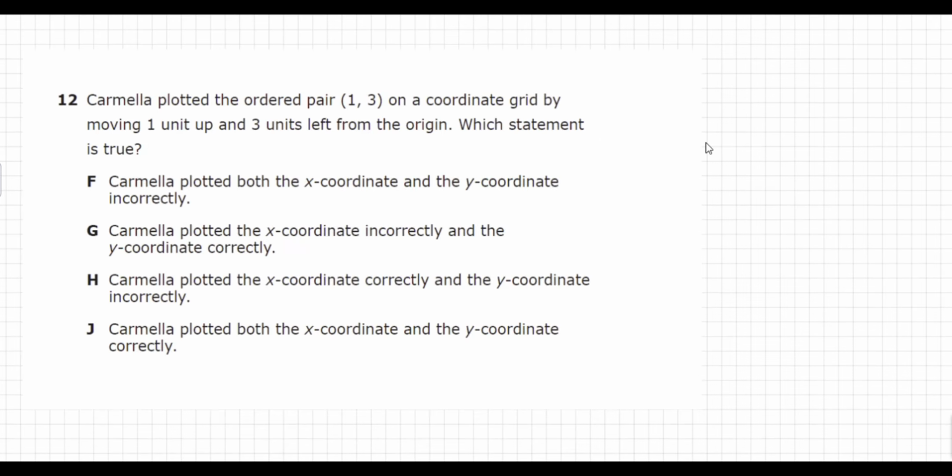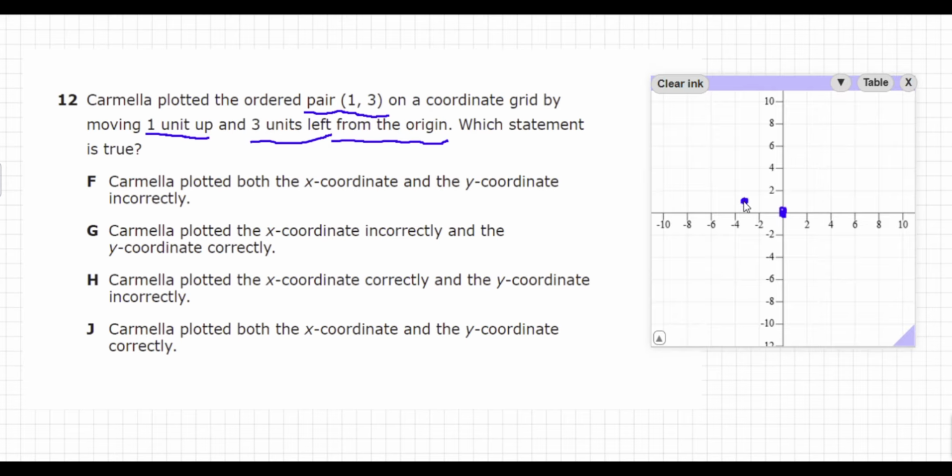Question number 12. Carmela plotted the ordered pair 1, 3 on a coordinate grid by moving 1 unit up and 3 units left from the origin. Starting at the ordered pair 0, 0, then moving 1 unit up and 3 units left from the origin. Option F. Carmela plotted both the x-coordinate and the y-coordinate incorrectly, which is true. Therefore, F is the correct answer.